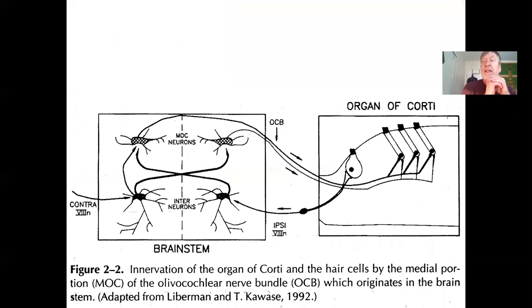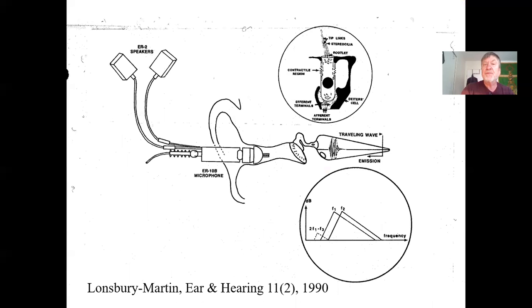What happens with OAEs? Here's your inner hair cells. Here's your outer hair cells. Your outer hair cells are communicating by way of the olivocochlear bundle. Now look carefully at the arrows. The inner hair cells are sending info up the ipsilateral 8th nerve, and the outer hair cells are receiving sounds from the brain stem going back out to them. So the cochlea is a two-way street.